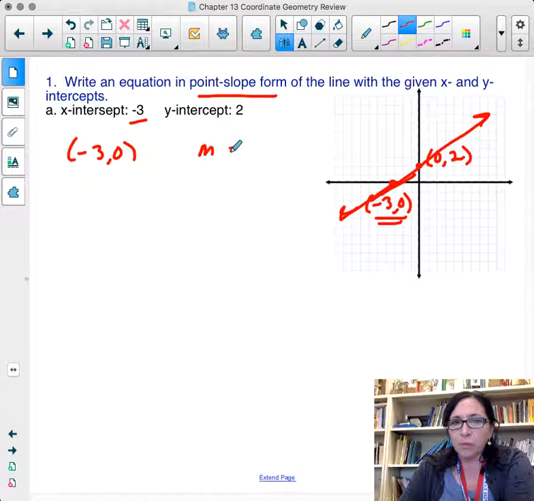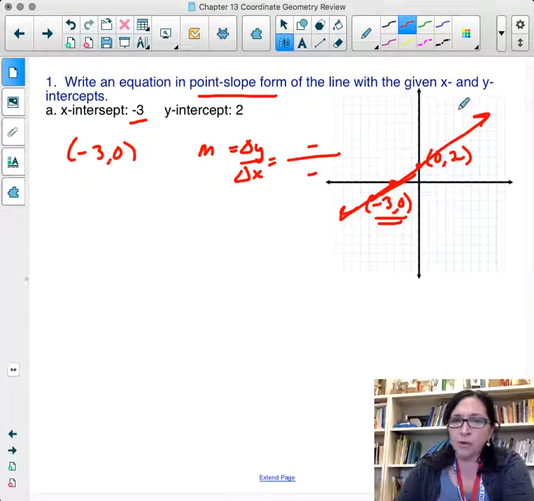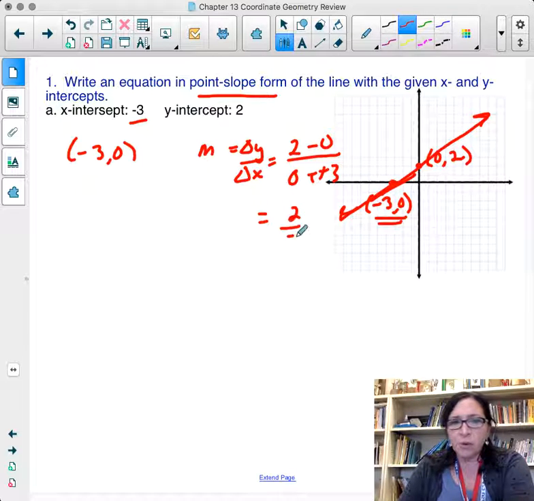So to find the slope, which is, of course, my change in y over the change in x, remember that you need to subtract your y's over your x's. So you have 2 minus 0 over 0 minus -3, and that makes plus. So my slope is going to be 2 over 3.